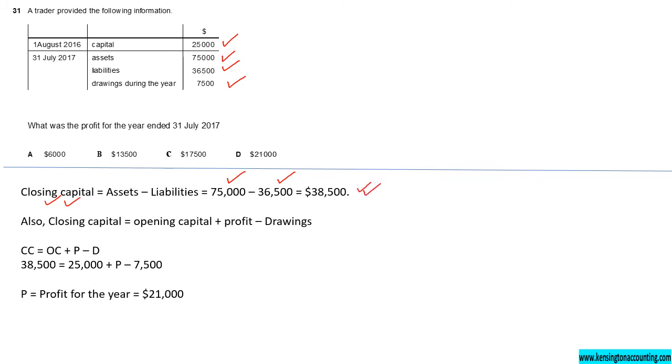38,500. Now we also know that for movements in the capital account, we obtain closing capital by adding to opening capital the profit for the year less drawings for the year. Therefore we have a closing capital of 38,500. We have also been given opening capital, which is 25,000, and profit, which we need to solve for in the equation, and drawings for the year, which is a deduction, of 7,500. Now solving the equation, P, which is profit, is 21,000. Therefore the answer is D.